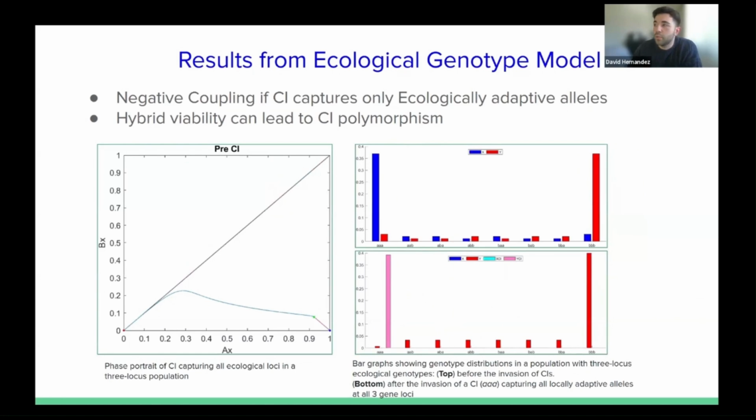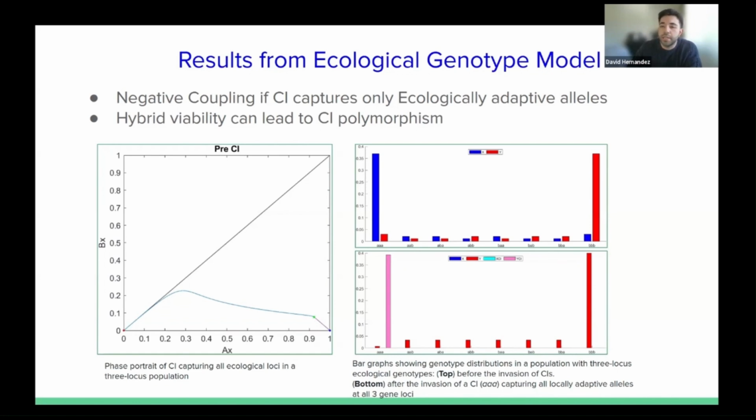So another key finding was what happens when a chromosomal inversion only captures the ecological alleles. And what we found is that negative coupling occurs. So the chromosomal inversion is able to quickly invade the system due to a fitness advantage, but that ends up disrupting the ecological selection process needed to maintain reproductive isolation. And so as these fewer hybrids are produced within the niches, sexual selection ends up undermining the ecological divergence.